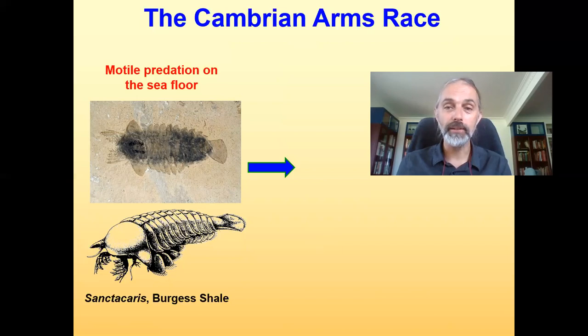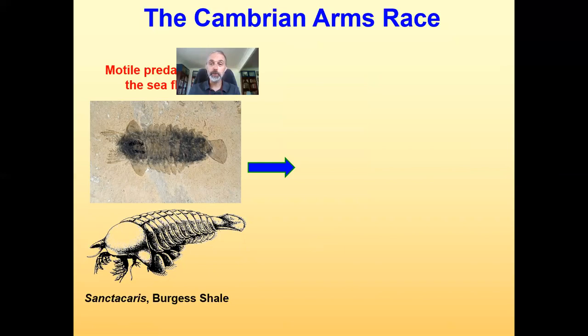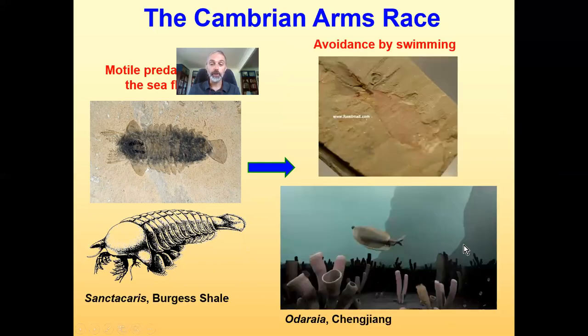Strategy number one is quite simply, well, you learn how to swim, like Odaraia. You see here, this beautiful fossil is Odaraia, and this is a reconstruction of Odaraia swimming. So if Sanctacaris comes creeping along the seafloor looking for food, Odaraia is just going swoosh and swims away.